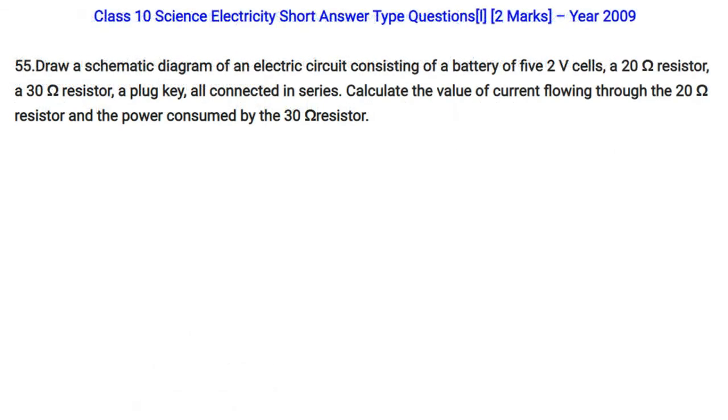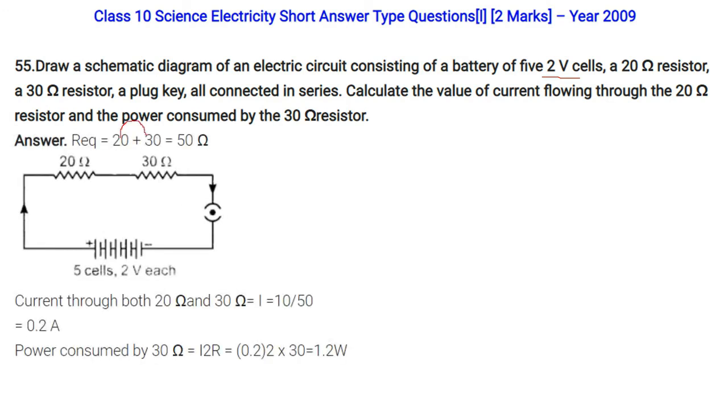Draw a schematic diagram of an electrical circuit consisting of a battery of 5 2-volt cells, a 20 ohm resistor, a 30 ohm resistor, and a plug key, all connected in series. Calculate the value of current flowing through the 20 ohm resistor and the power consumed by the 30 ohm resistor. So the required resistance will be 20 plus 30. 20 ohm and 30 ohm are in series. We have 5 cells with 2 volt potential difference each. So now the equivalent is, because they are in series, 20 plus 30 is 50 ohm. Now current through both 20 ohm and 30 ohm will be similar, because they are in series.